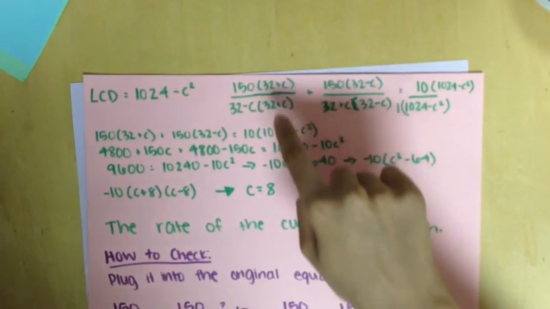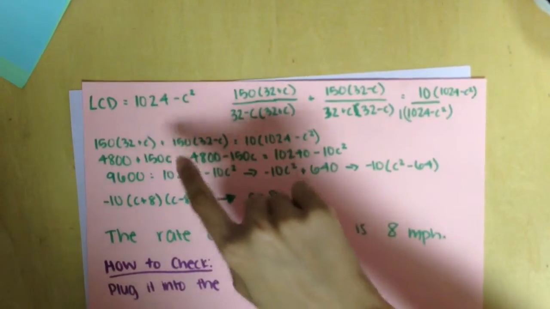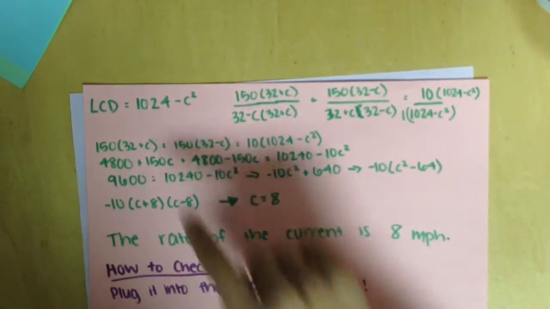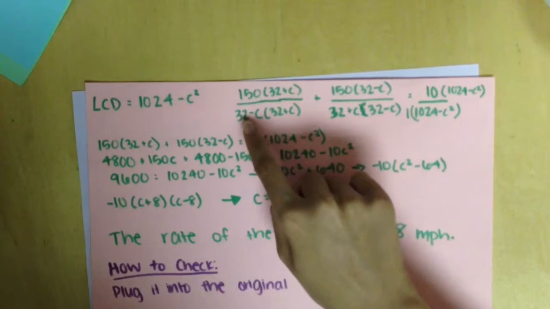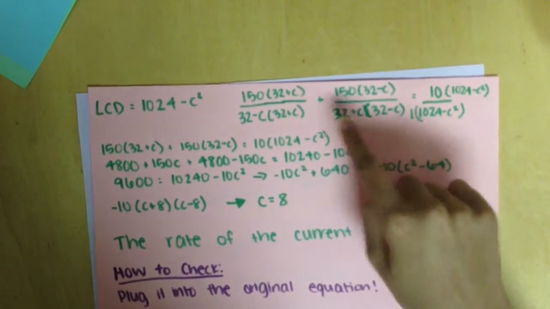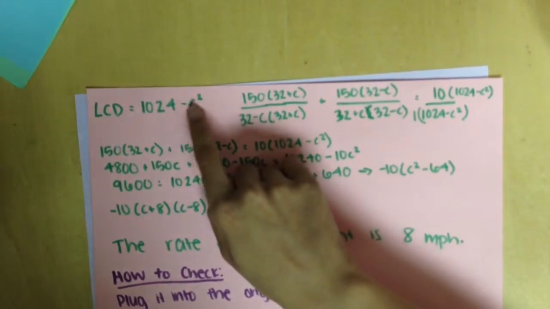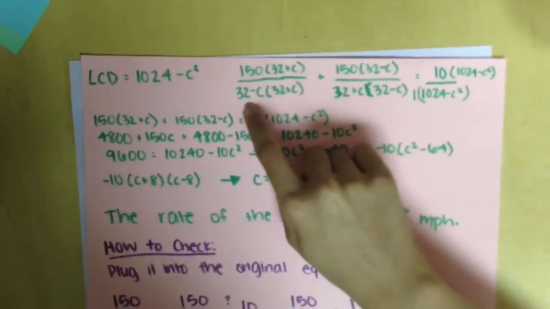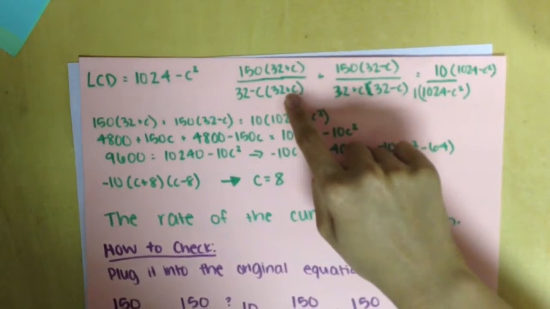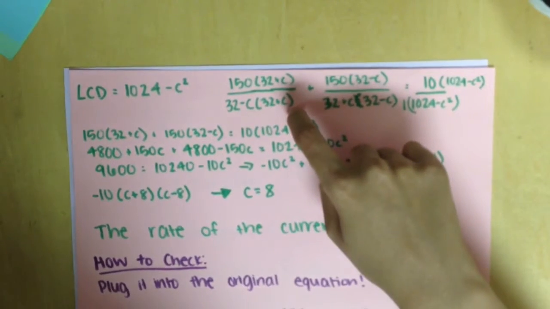So we multiply both the numerator and the denominator of both to get the least common denominator, which is 1024 minus c squared. We get that because if you multiply these two denominators together, 32 minus c times 32 plus c, you get 1024 minus c squared. This denominator already has a 32 minus c, so it only needs a 32 plus c to get the LCD. So you multiply both the top and the bottom by 32 plus c.